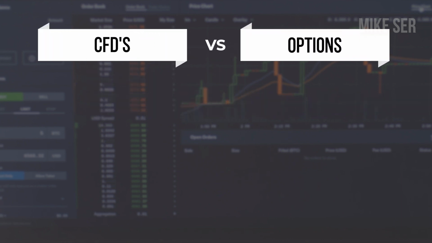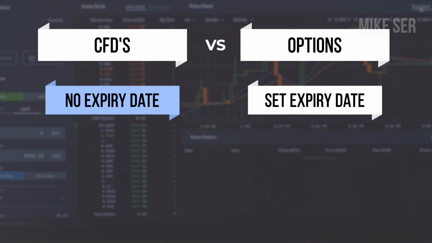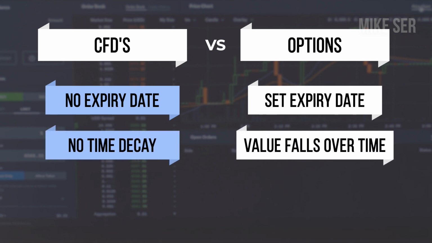So let's compare trading CFDs versus trading option contracts. The benefit of trading CFDs is there is no expiration date for CFDs, whereas when you buy option contracts, there is an expiry date, and if the price doesn't reach your target price, then it could expire worthless. Also, there's no time decay in CFDs, whereas in option contracts, as you get closer to the expiration date, the value of the contract could drop significantly.